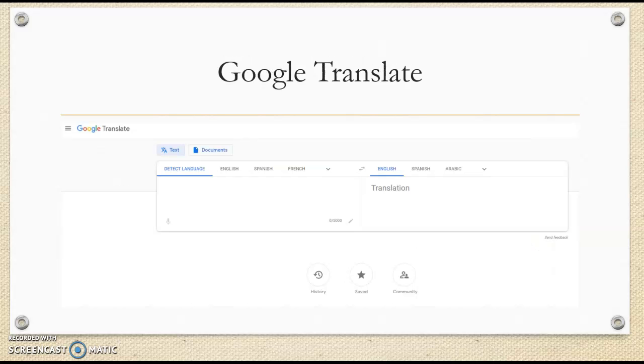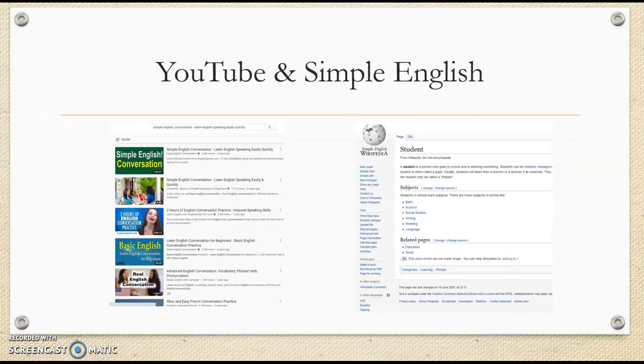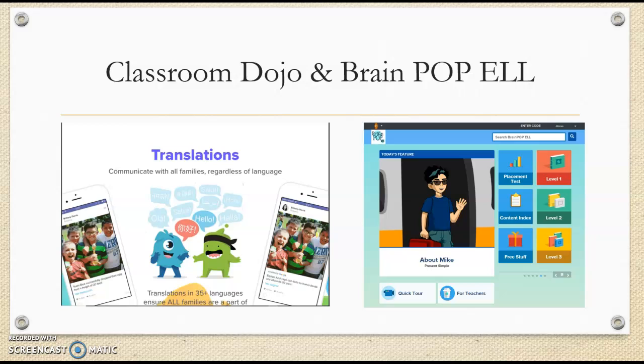One of the simplest things you can do is use Google Translate. It is easy and free and quick for everybody to find. You can simply Google simple English conversations and learn English that way. Wikipedia has a simple English section on their website.